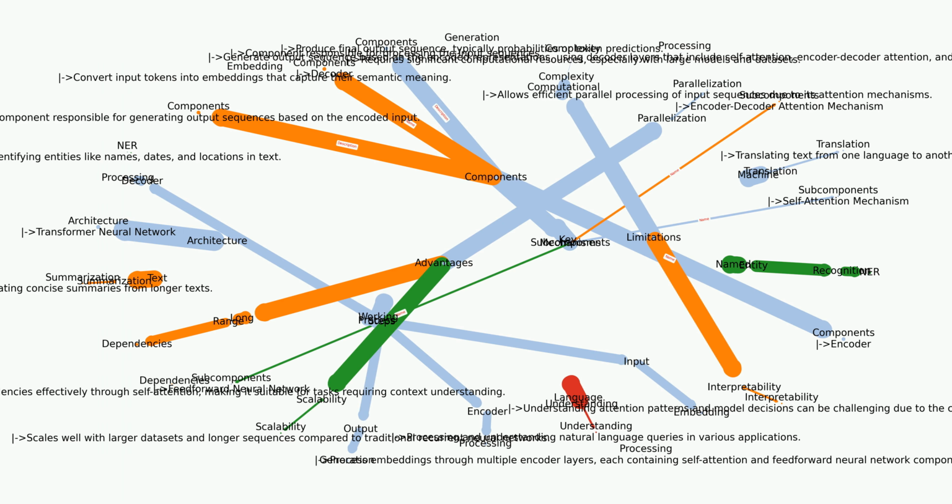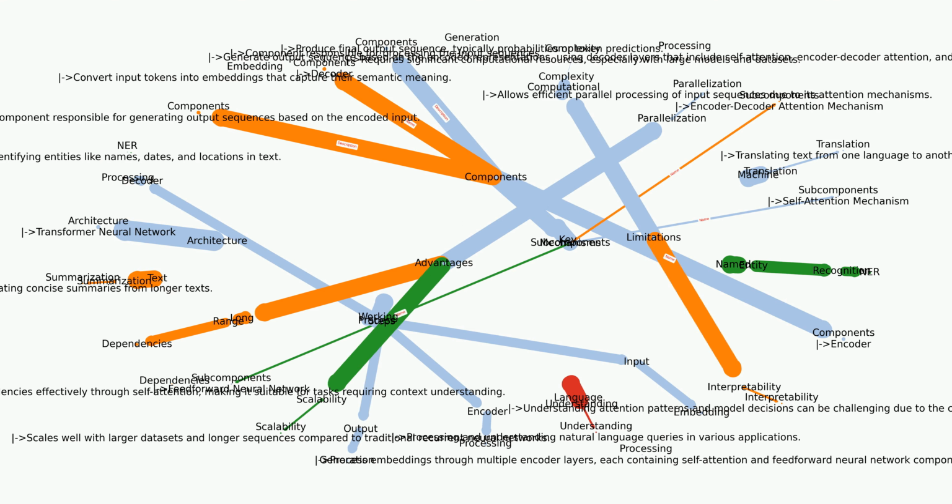Architecture: transformer neural network. Description: an explanation of the transformer architecture used in natural language processing tasks. Components. Name: Encoder. Description: the component responsible for processing the input sequences.